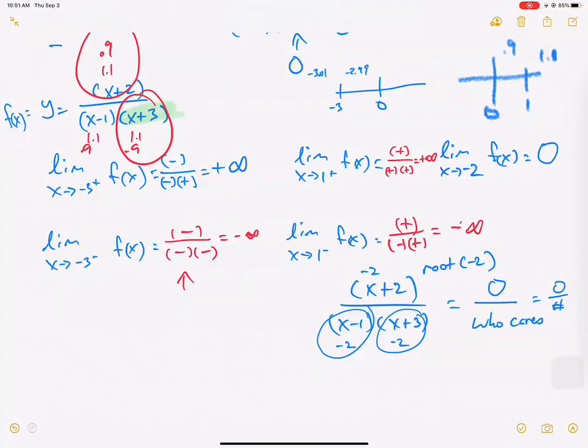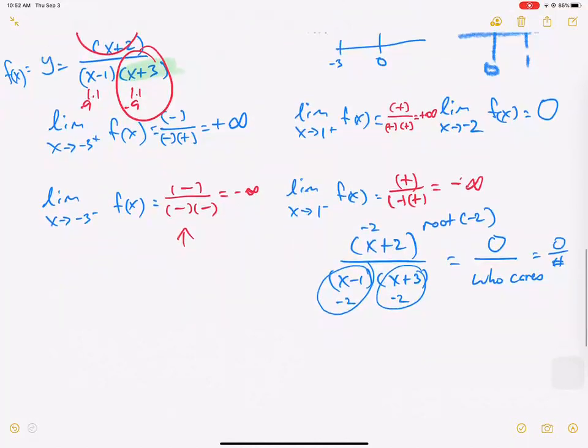Now, knowing these trends, you could graph the graph fairly easily. So if we want to graph, we know we have a vertical asymptote at 1. We know we have a vertical asymptote at -3. And we also have a root at -2. Okay?